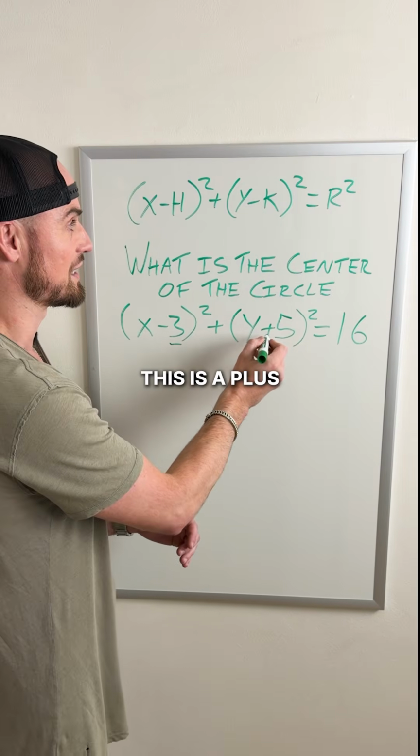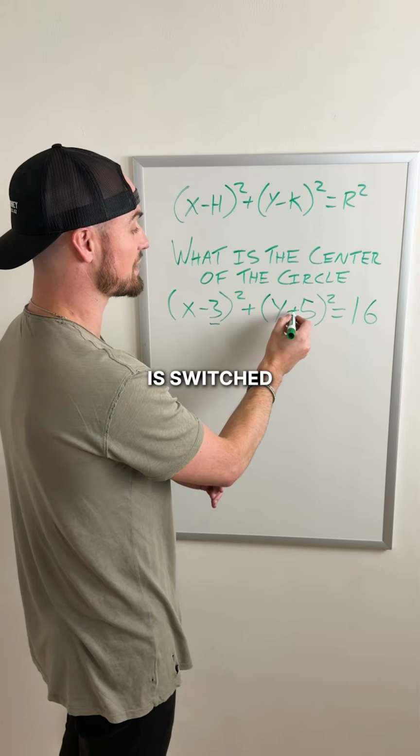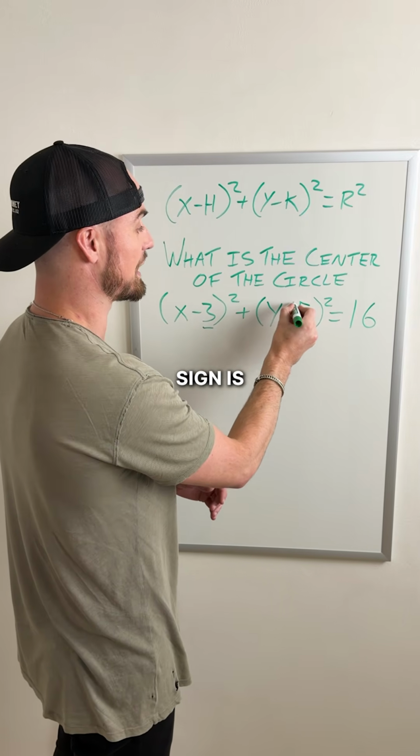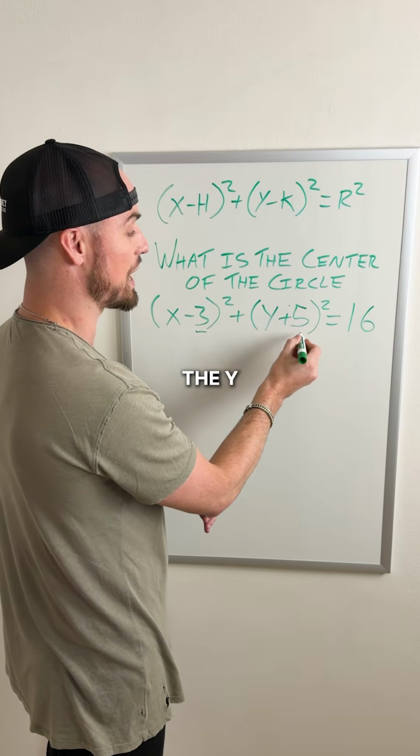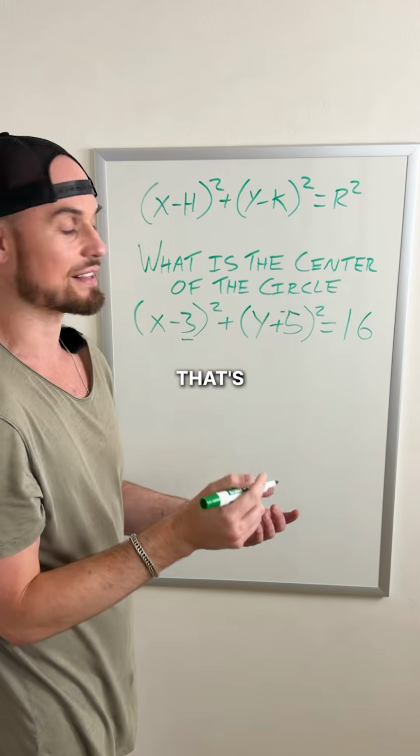But this is a plus, okay? Remember, it's supposed to be a minus. This is a plus. So since this sign is switched, the y coordinate sign is also going to be switched. So the y coordinate is not a 5, it is a minus 5. But that's it. That's the only trick.